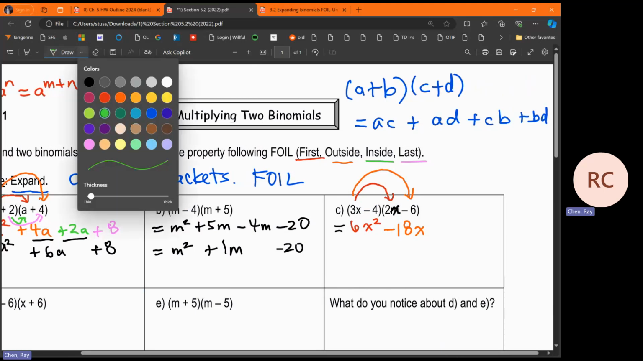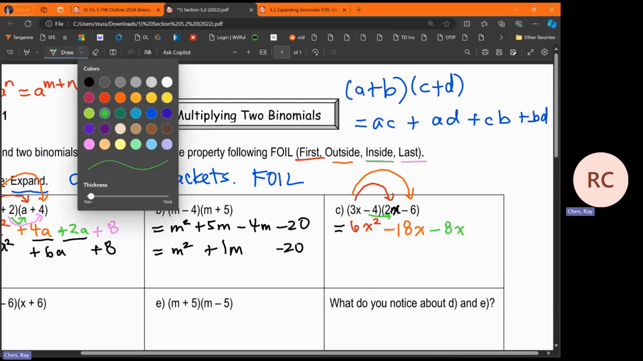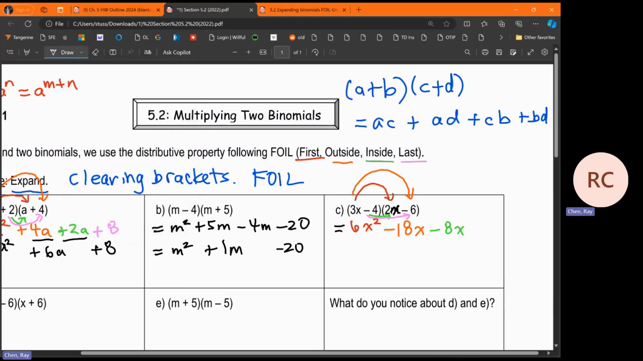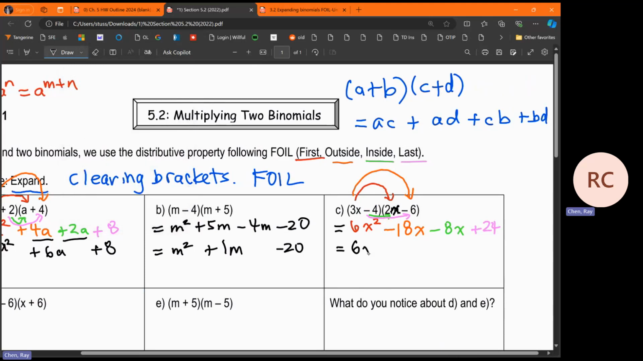Going to the inside terms, negative 4 times 2x, that is negative 8x. And then the last term, negative 4 times negative 6, positive 24. Notice this is why we had to make sure you understood how to deal with those integers. And don't be embarrassed if you need to use your calculator. Collecting like terms, I think everyone agrees. The 6x squared and the 24, they're fine. But negative 18x minus 8x is negative 26x.